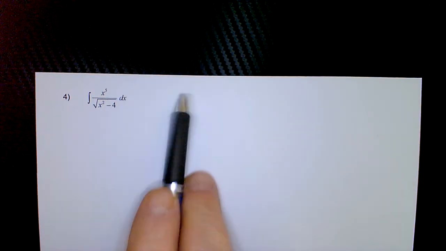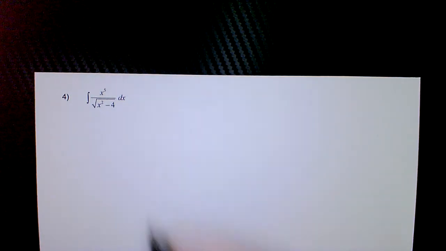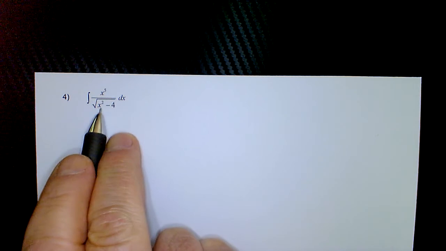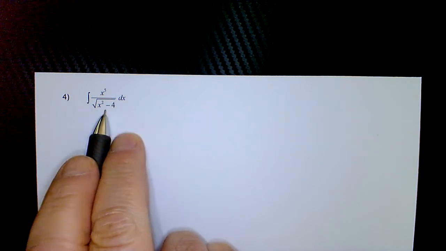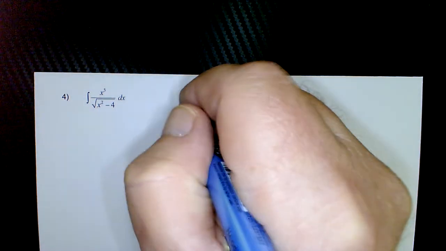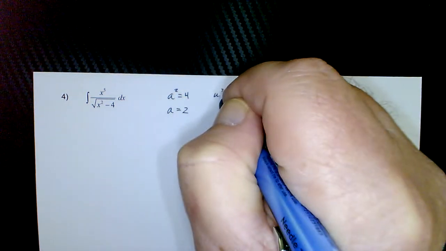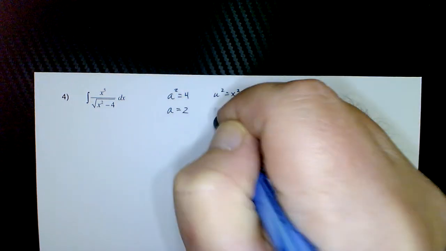So the directions would read, use trigonometric substitution to evaluate. Remember, you don't care what the integral looks like. You only care what the radical looks like. And you classify your a's and your u's like we always do. So a squared, the constant, 4. So a is 2. U squared, the variable, x squared, so u is x. We don't calculate the du.